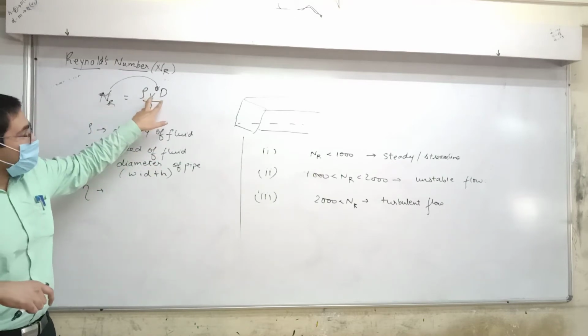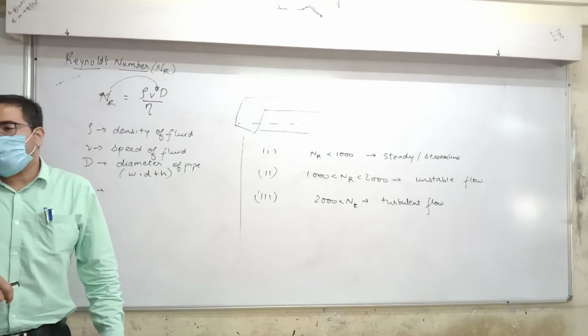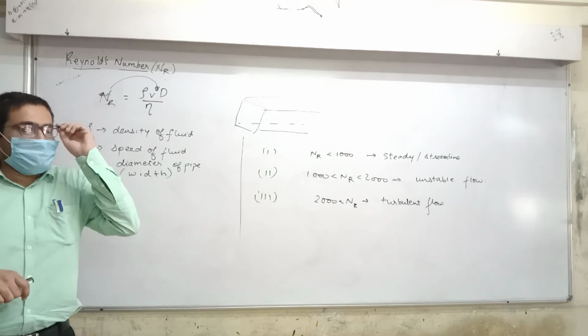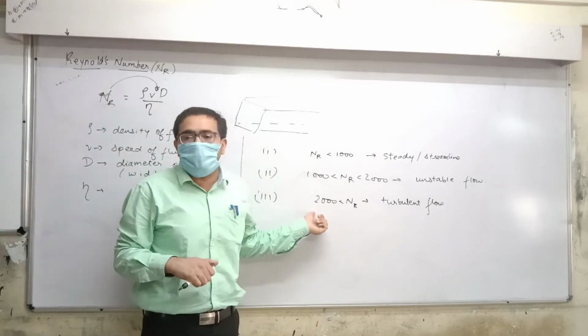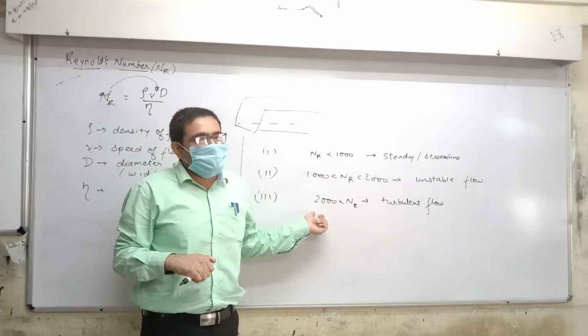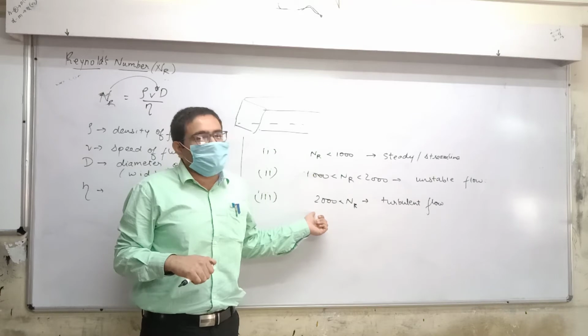So because both of these would be very high, NR will also be high. So in that situation, the flow is more likely to be turbulent. Make sense? So in turbulent flow, you cannot predict what's going to happen.